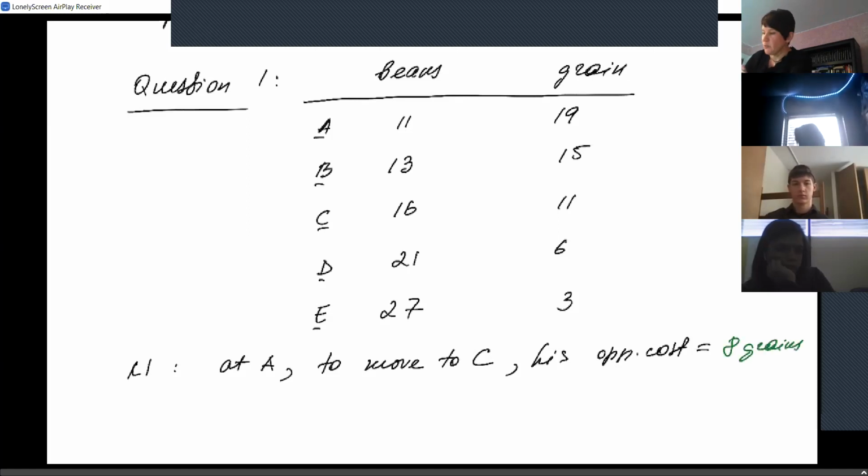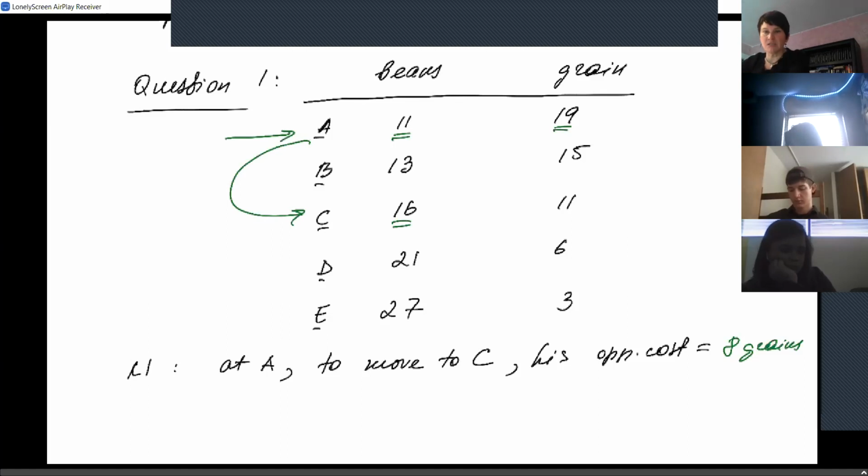How did we get there? At A, we have 11 units of beans and 19 of grains. If we move to C, we will have 16 units of beans. Moving from 11 in beans to 16 is a gain. This is not the definition of the opportunity cost. The opportunity cost is defined as a loss. So moving from A to C, we move from 19 to 11 in grains. We will have to give up 8 units of grain. And that's exactly our opportunity cost. That's our answer.